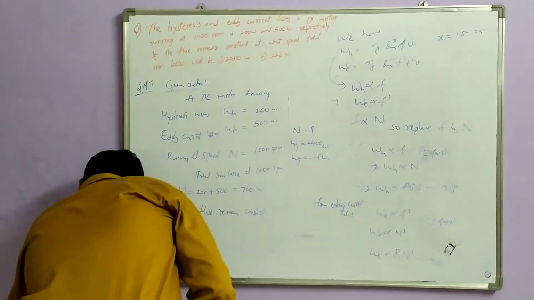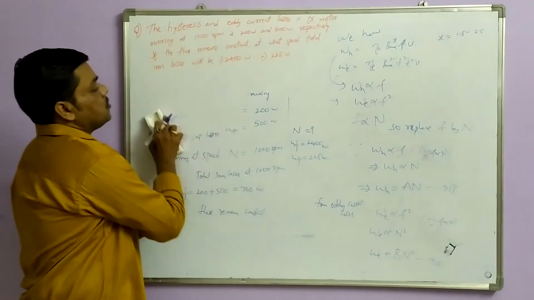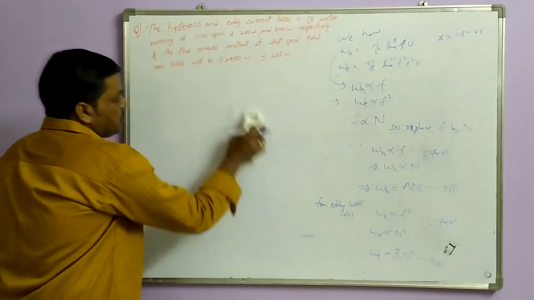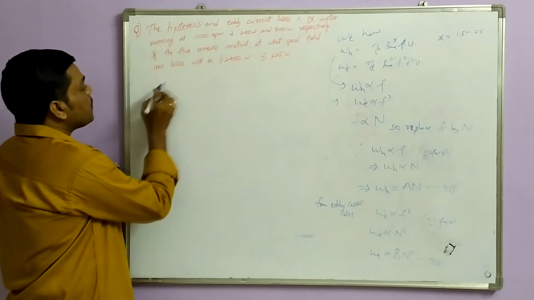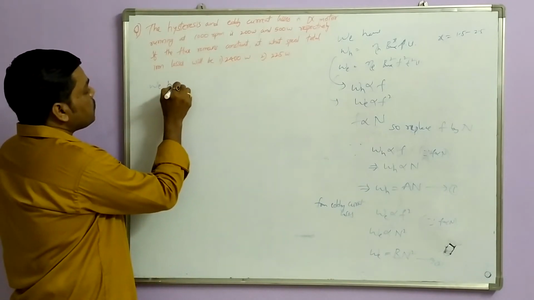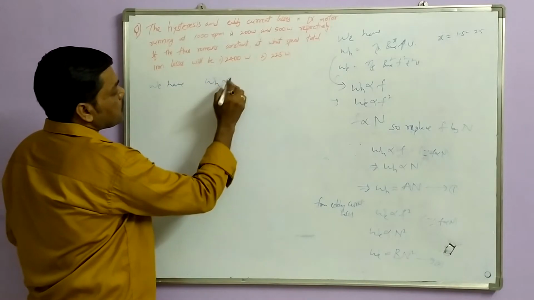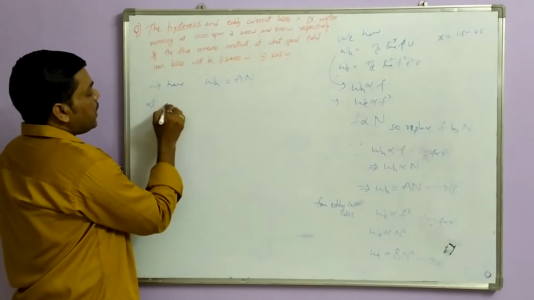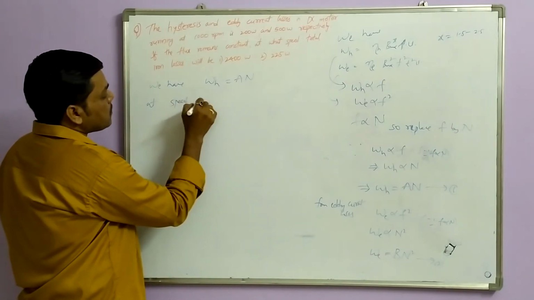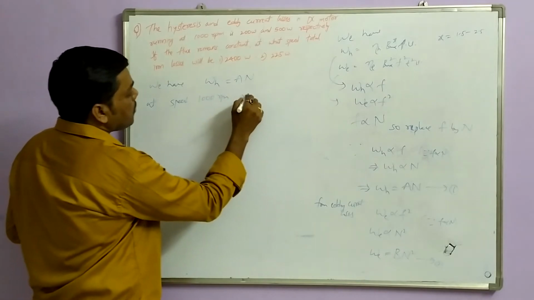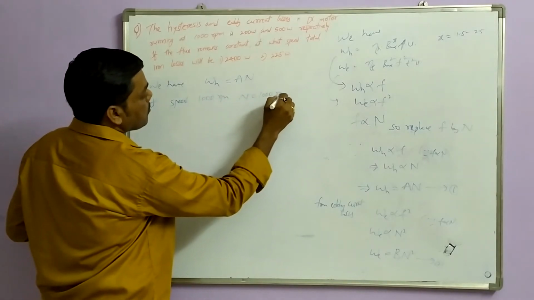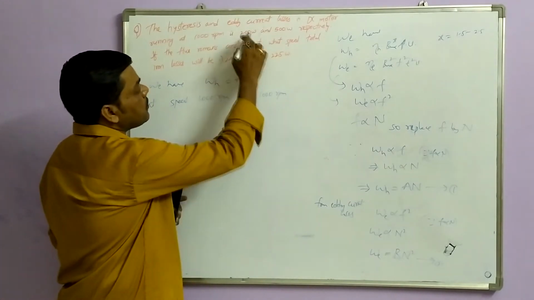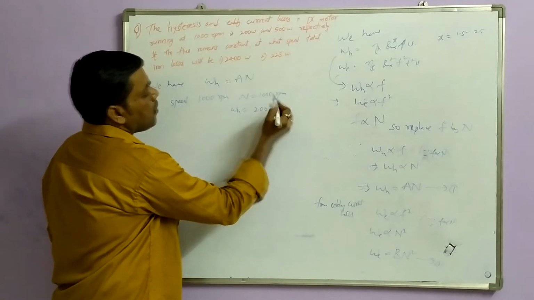Now I will take up the data. Not much data is available, only the losses at one speed are given. We have WH is equal to A into N. That means at speed 1000 rpm, if N is equal to 1000 rpm, what is the WH value? It is given as 200 watts.